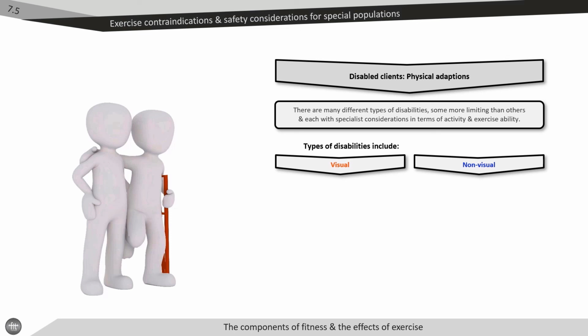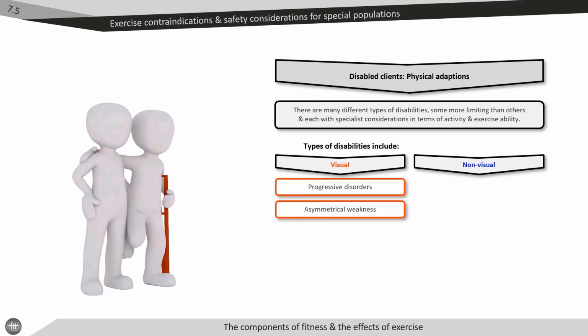In terms of visual disabilities, they are progressive disorders, so conditions which worsen over time, such as multiple sclerosis. Careful monitoring is required to ensure that exercise program does not cause the condition to worsen. This is known as exacerbation.